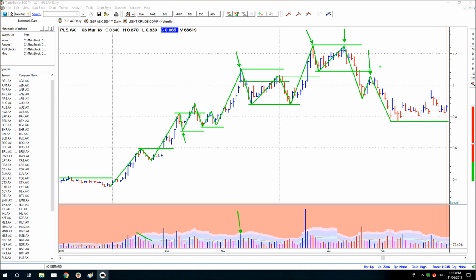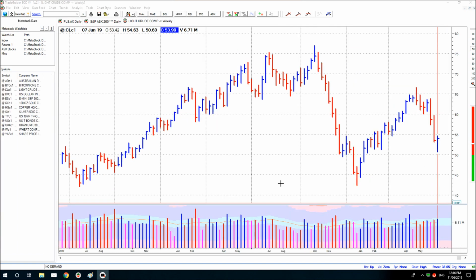And if you had shorted here or shorted here, price eventually went back to the 35 to 40 level. Now we've got a chart of crude light futures on a weekly basis.